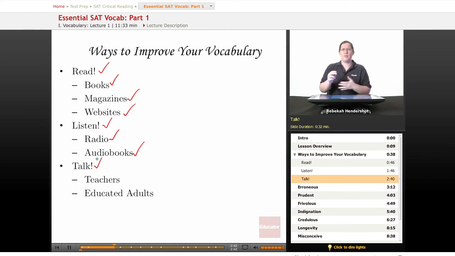And finally, talk. What is this? You can improve your vocabulary by talking? Well, yes, you really can. Talk to your teachers, and not just about whether something is going to be on the final. Actually, talk to them about the subject. Talk to them about anything that's interesting.